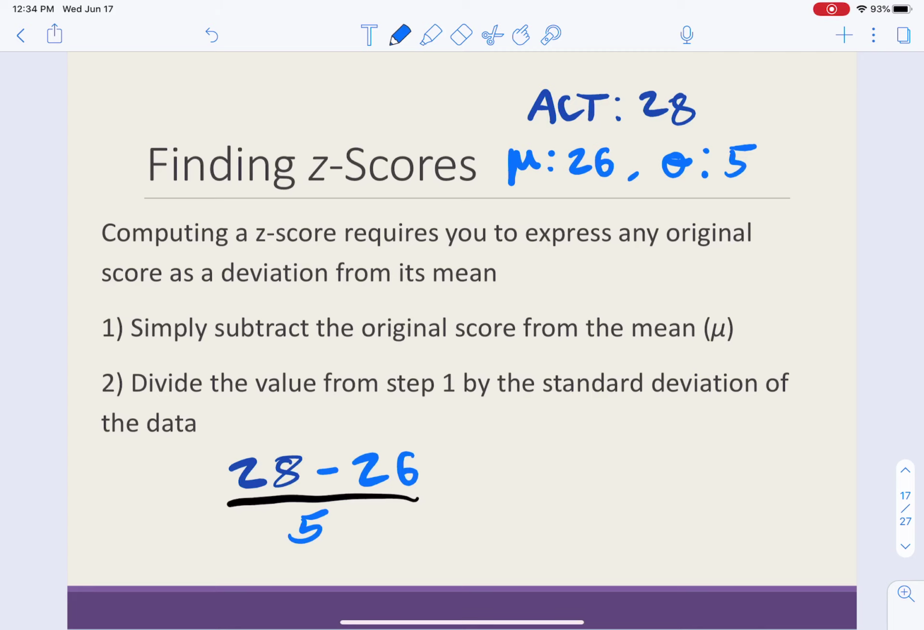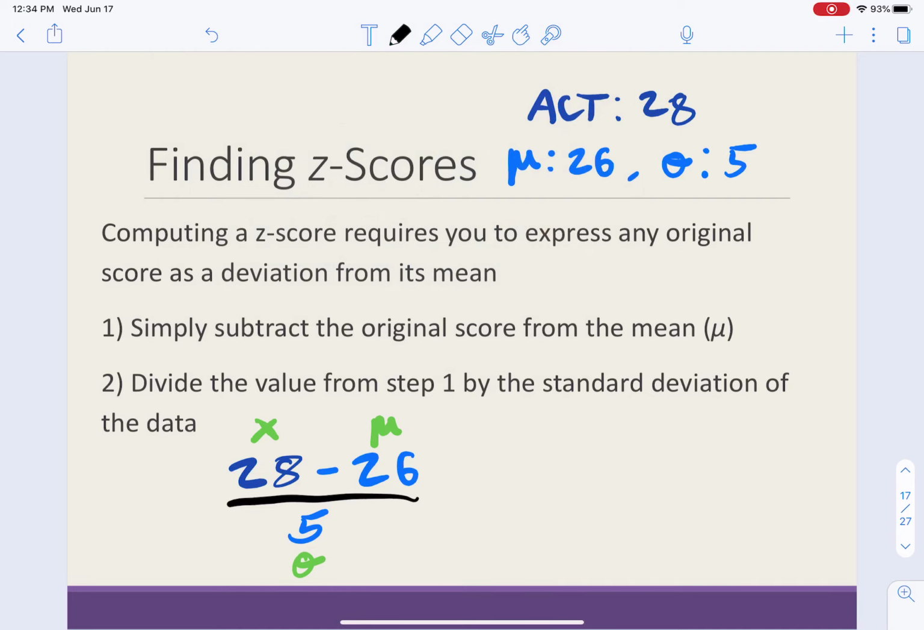Okay, so I'll write this in green too. We have our value, x. We're just calling it x. We could call it anything, but we'll just call it x for now. And then we're subtracting away the mean, so that's mu. All right, and then we're dividing by sigma. Easy enough, right? Okay, so let me get my calculator out here.